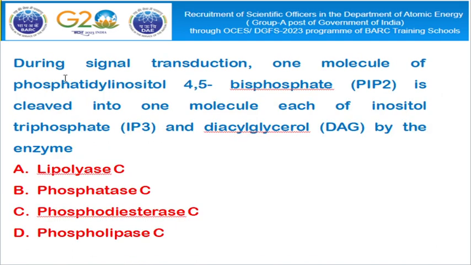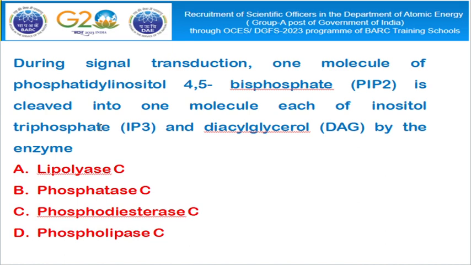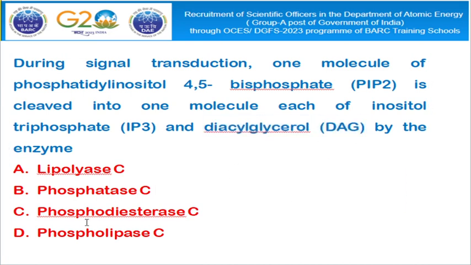Next, during signal transduction, one molecule of phosphorylated inositol 4,5 bisphosphate is cleaved into one molecule each of inositol triphosphate and diacylglycerol by which enzyme? The correct enzyme is phospholipase C. This inositol triphosphate is soluble and will signal the endoplasmic reticulum to release calcium. This diacylglycerol is hydrophobic, so it will be present in the plasma membrane only. So you should know the enzyme responsible for cleaving both IP3 and DAG is phospholipase C.